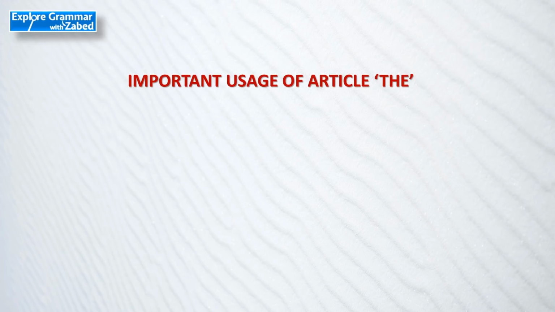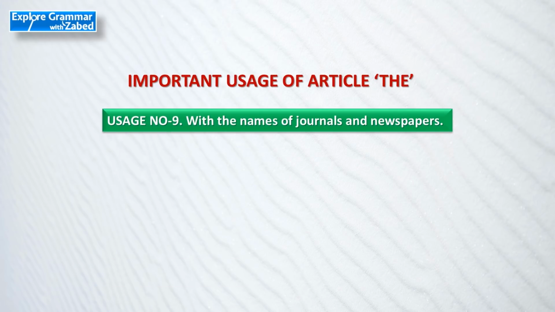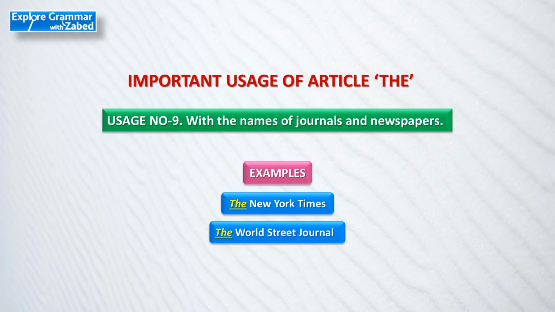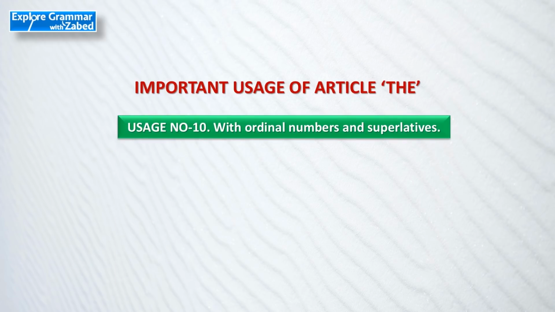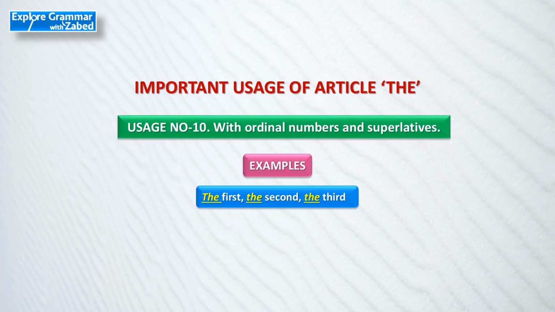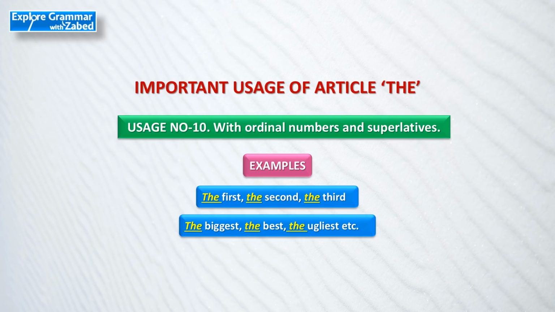We even use article the with the names of journals and newspapers, for example, the New York Times, the Wall Street Journal. Use the with ordinal numbers and the superlatives. For example, the first, the second, the third, the biggest, the best, the ugliest, etc.